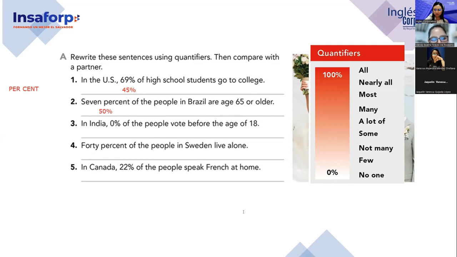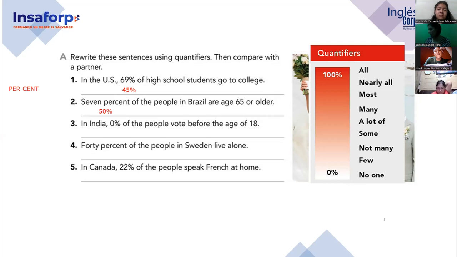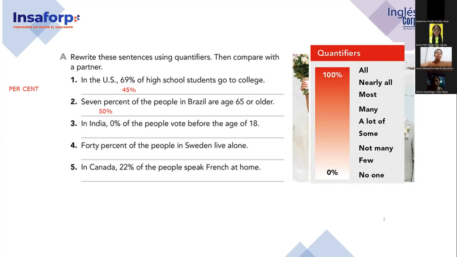Number three, number three. Who wants to read number three? Go and practice your reading. If not, let me look for someone. Lo leemos, Tito. Yes, vamos a pedir a alguien que lo lea. Okay. Jenny with number three, please. Gloria Guadalupe with number four. And Carla Patricia with number five. Go, girls. Okay, teacher. In India, 0% of the people vote before the age of 18.